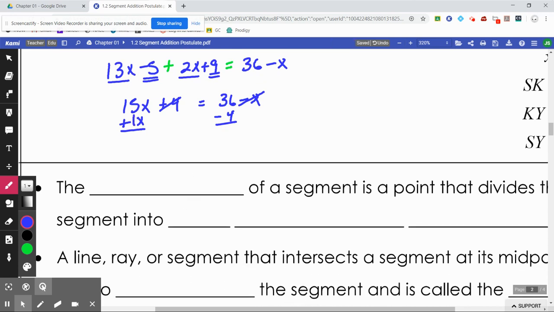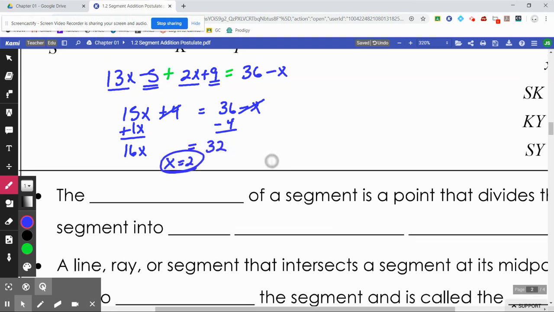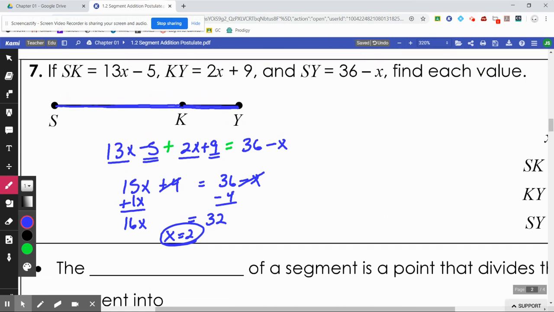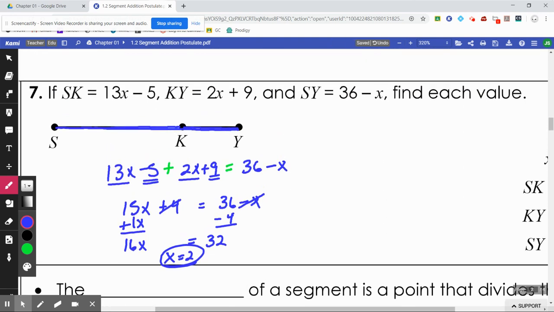15 plus 1x, that'd be 16x. Bring down the equal. 36 minus 4 is 32. When you divide by 16, you'll get that x is 2. So my lengths, my distances, are now 13 times 2 minus 5. 13 times 2 is 26 minus 5, which is 21. That's the distance from S to K.